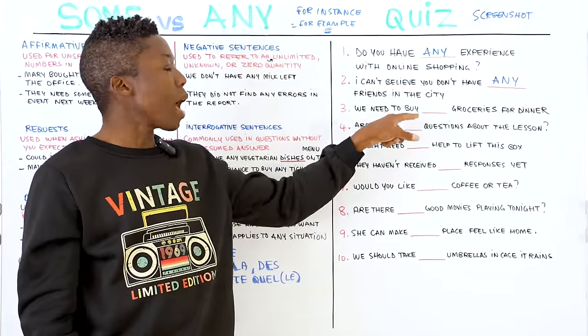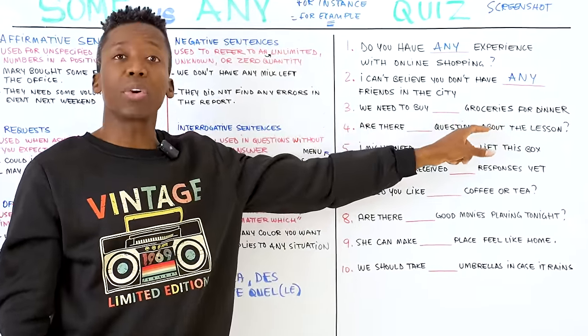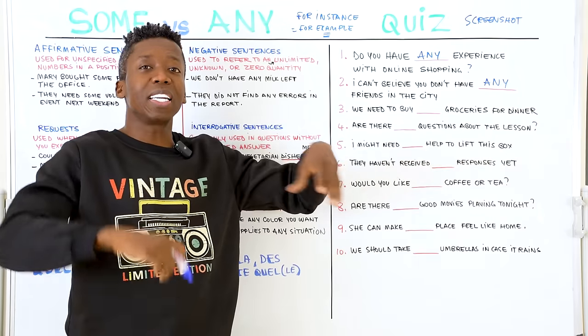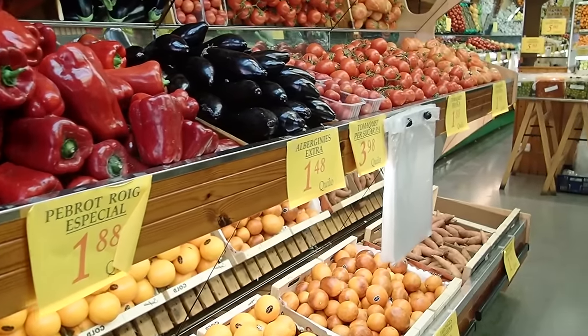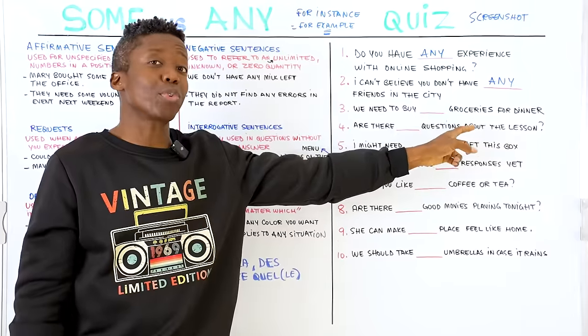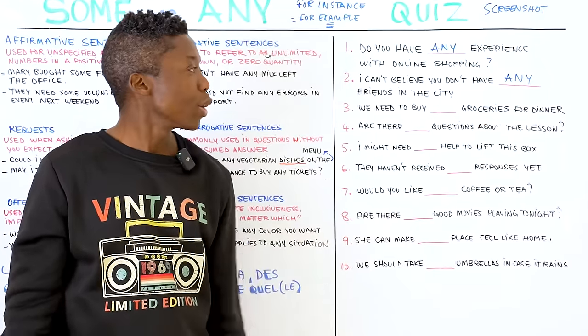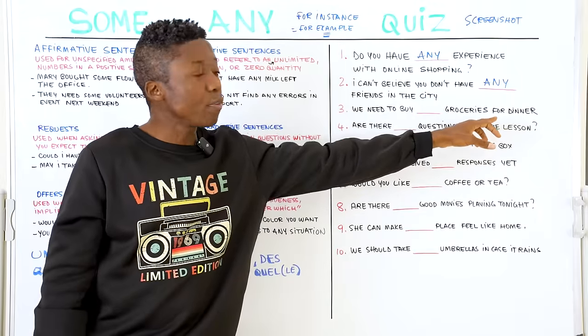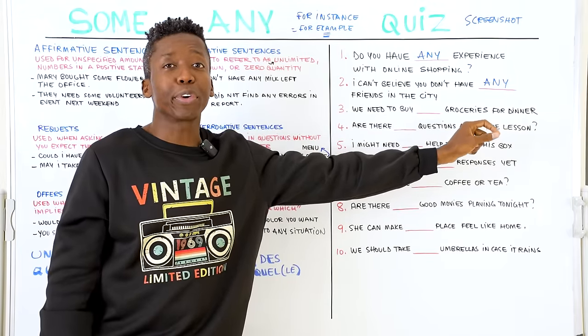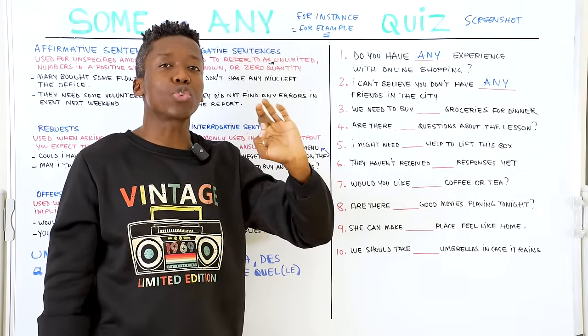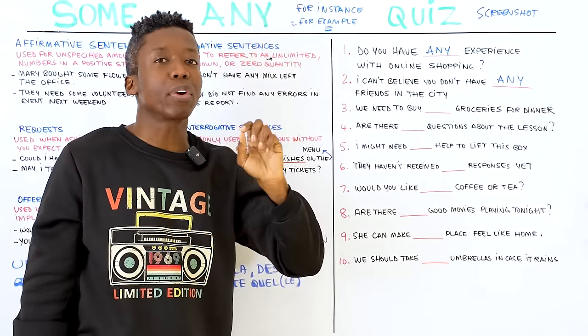We need to buy groceries. Qui connaît groceries? Groceries, c'est quoi? C'est l'épicerie. Vous allez au supermarché pour acheter l'épicerie, n'est-ce pas? Groceries. Hein? Mettez ça dans vos carnets. Groceries for dinner. Vous voyez, j'ai pas dit for. J'ai dit for. En anglais, on appelle ça réduction. Le for devient for, tout simplement.